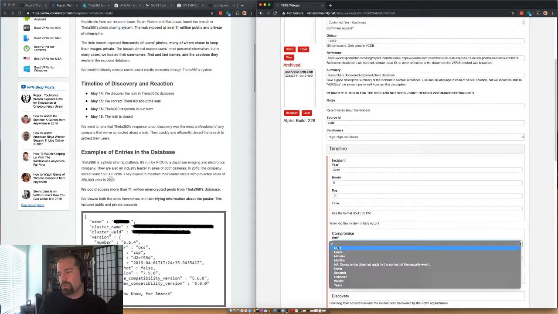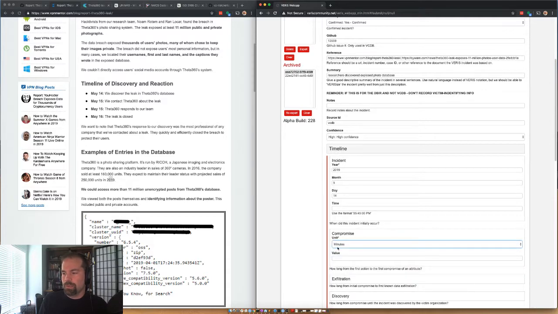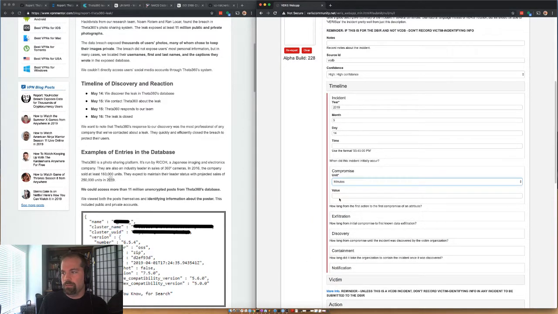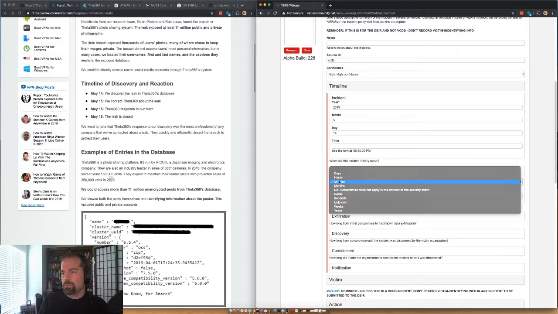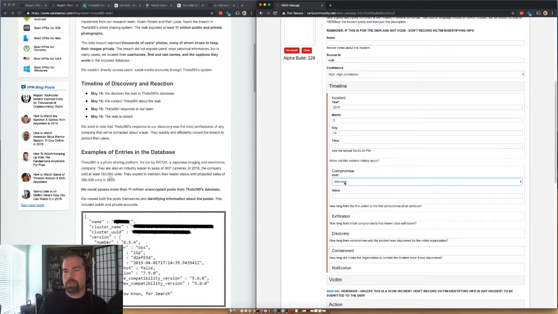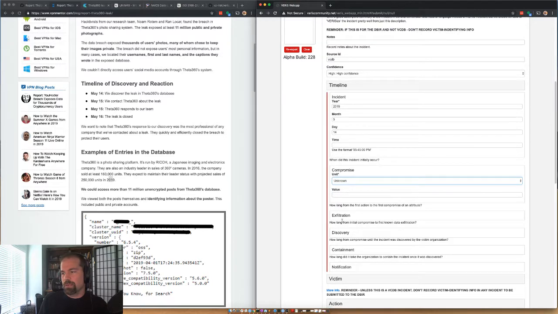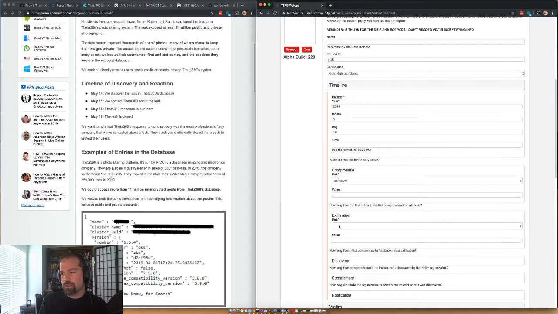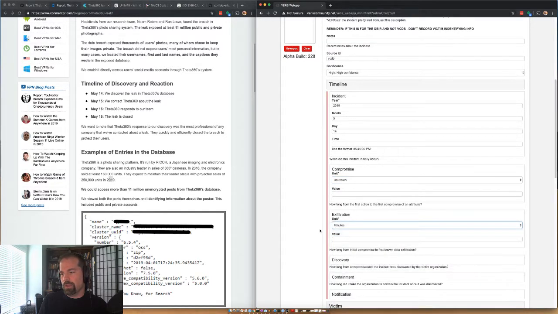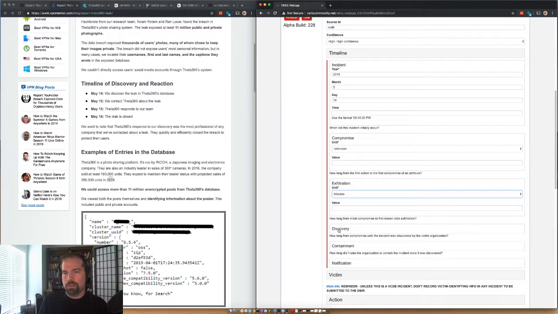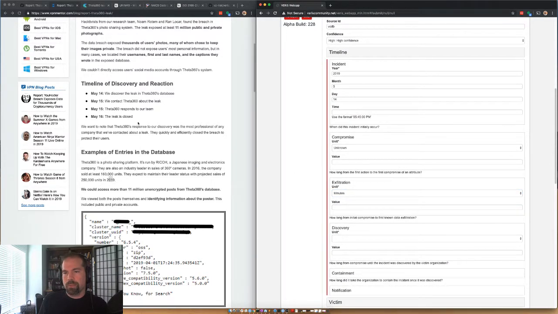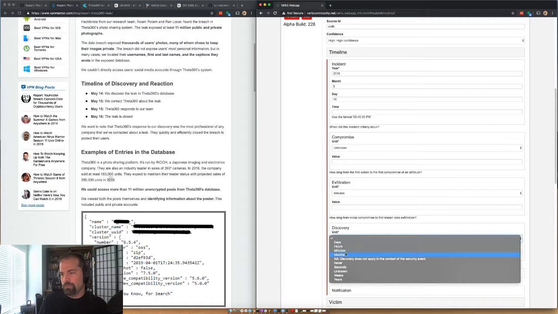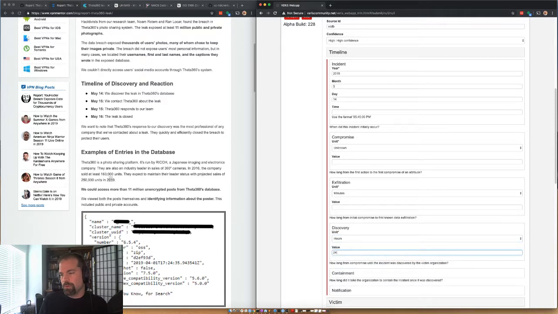Compromised, I think we'll say unknown, because we really don't know how long it took them to find the database. Exfiltration, though, was clearly minutes, because once they found it, they downloaded some stuff from it. Discovery, they reported it a day later to the victim, so we'll go days. Actually, we'll go hours and 24.